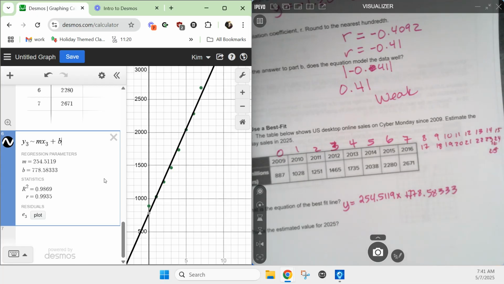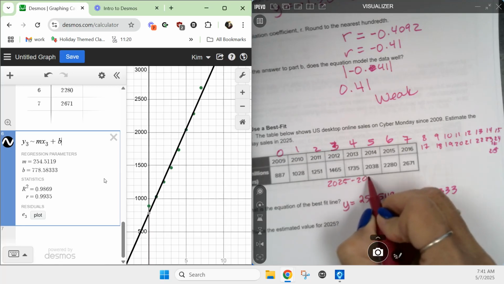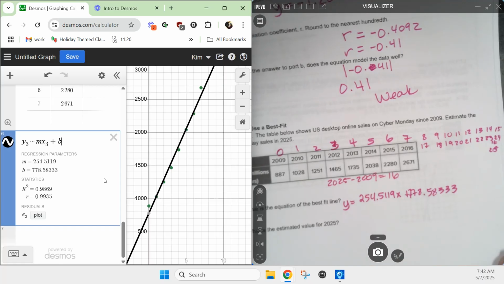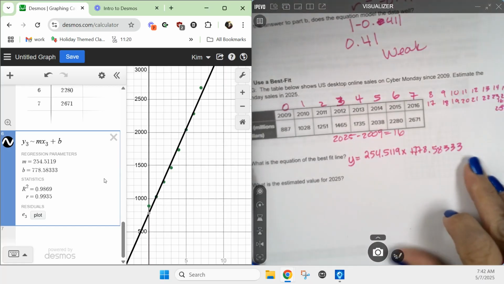So that's why I'm going to know how to do this. 16. Now, could you on your calculator have just subtracted the two numbers? Yeah, if you just took 2025 and subtracted 2009, you would have gotten 16. But I know some of you are doing that. Okay, so here I'm going to plug it in.